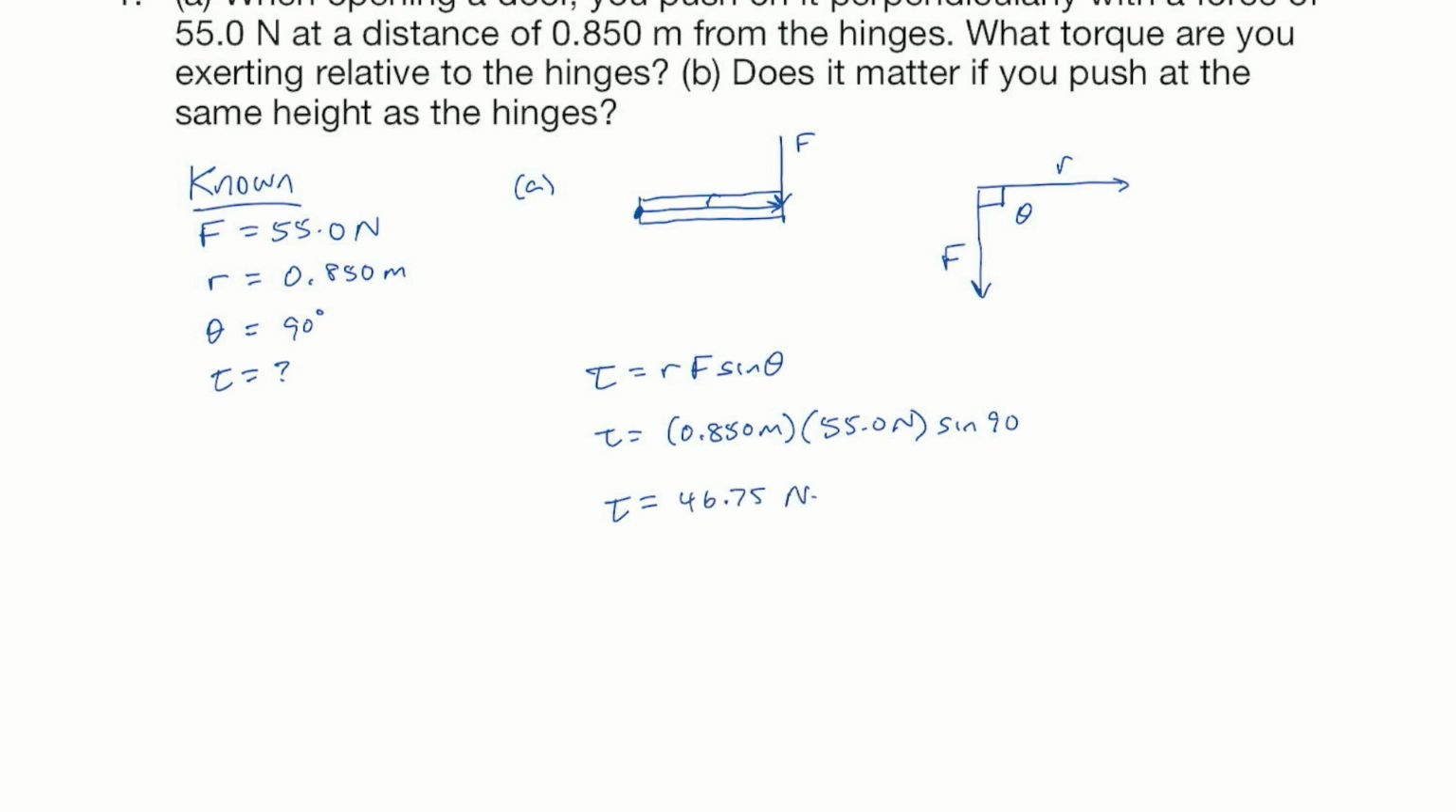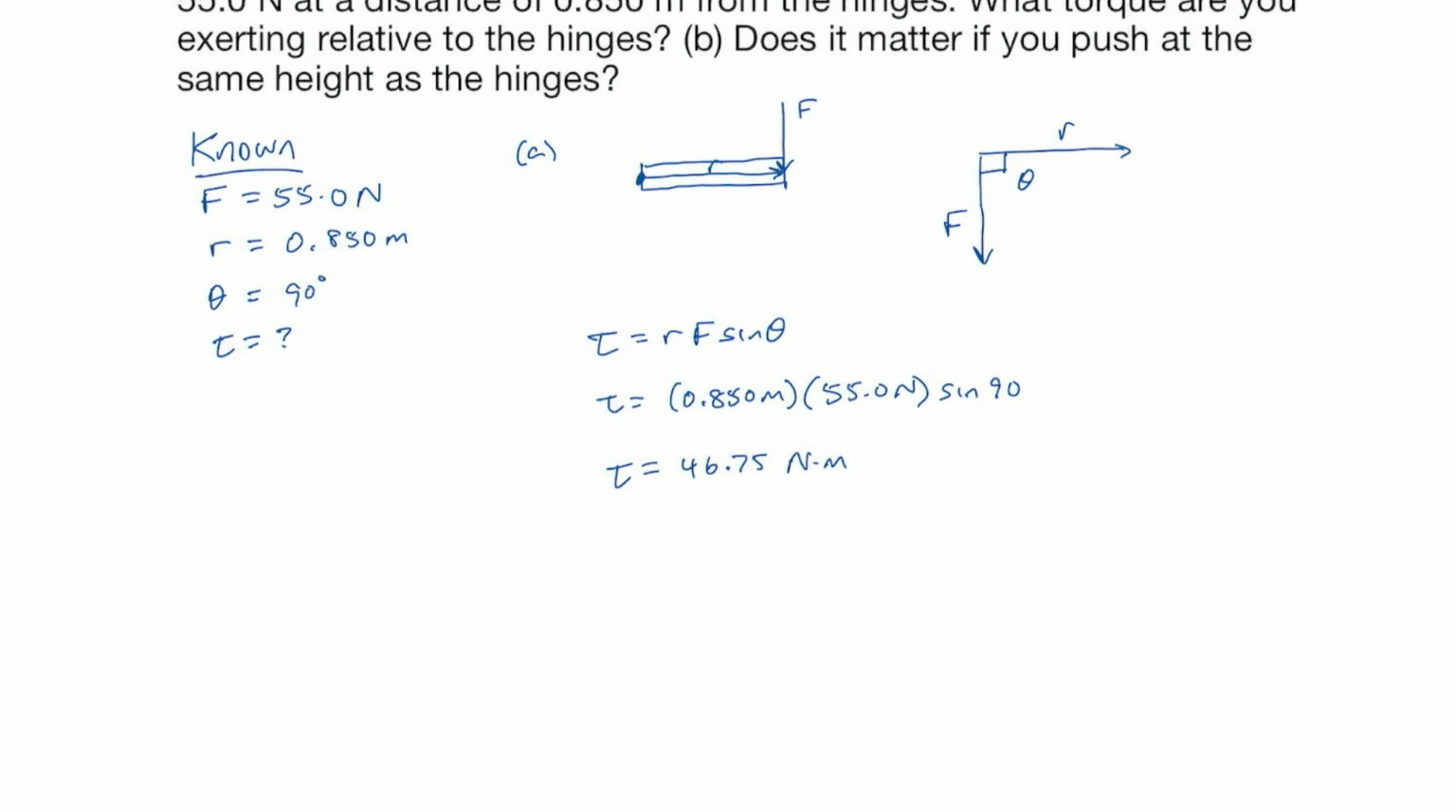46.75 Newton meters. Torque does not have its own unit. A Newton meter is an energy unit, but we're going to leave the units at Newton meters for torque because joules are reserved for energy. Okay, so to 3 sig figs, the 90 doesn't really count as a sig fig because it said perpendicularly, so I could have put 90.0 on that. So the torque is going to be 46.8 Newton meters. Okay, important to leave the units as Newton meters.